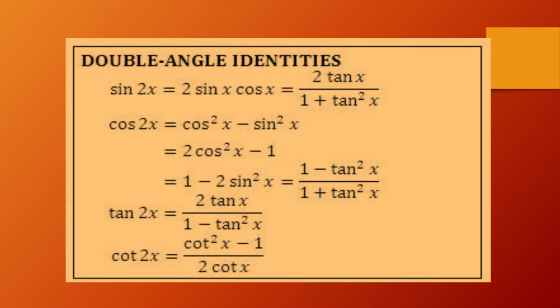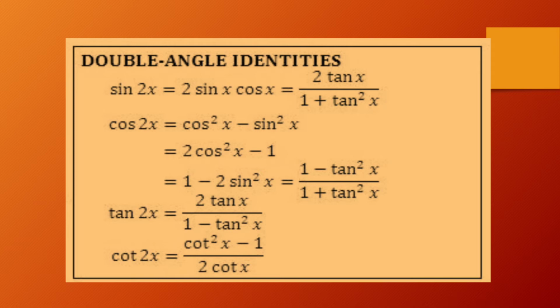And for our double angle identity in tangent, we have tangent 2x is equal to 2 tangent x all over 1 minus tangent squared x. And for the double angle identity of cotangent, cotangent 2x is equal to cotangent squared x minus 1 all over 2 cotangent x.